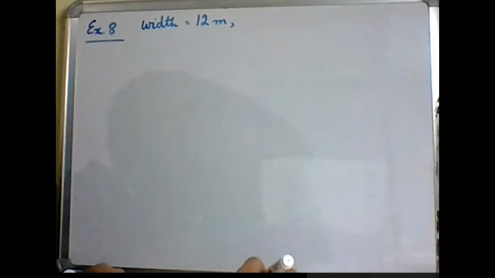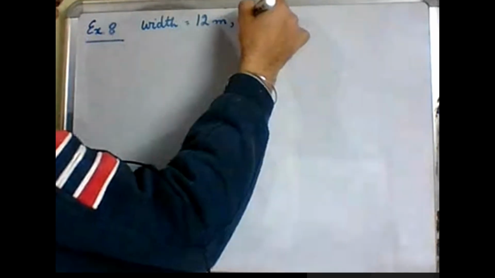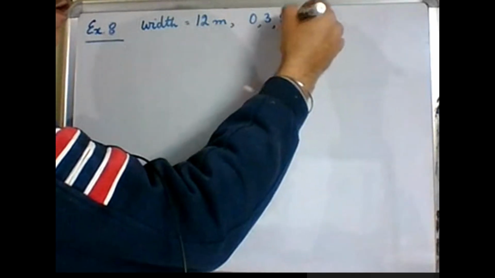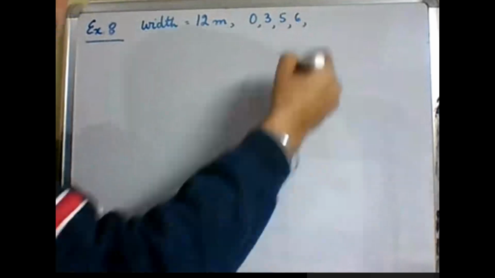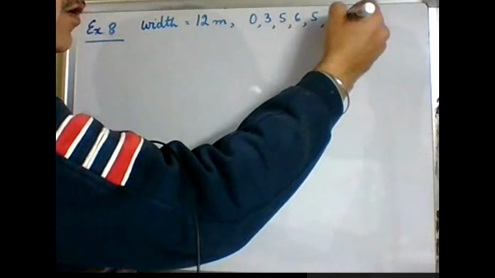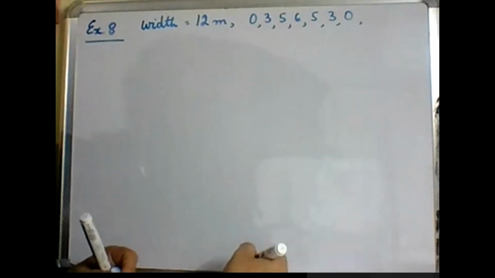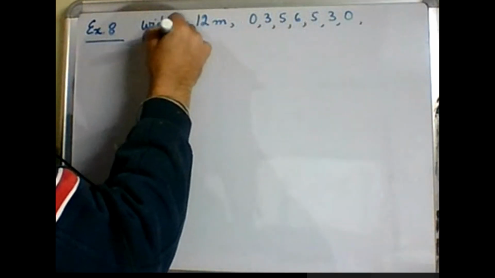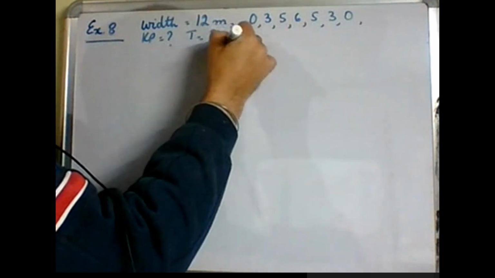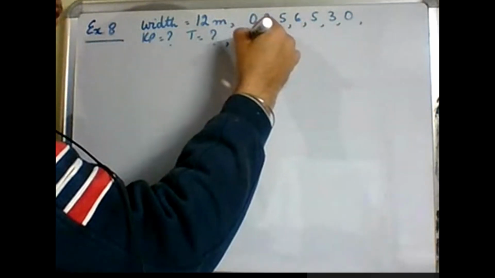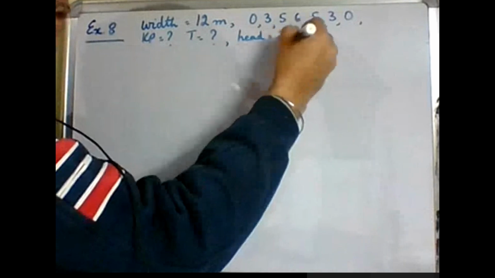At the top, the vertical ordinates at equidistant transverse intervals are as follows: 0, 3, 5, 6, 5, 3, 0 meters respectively. Find KP and thrust. So we have to find KP and the thrust when it is filled up to a head of 2 meters.